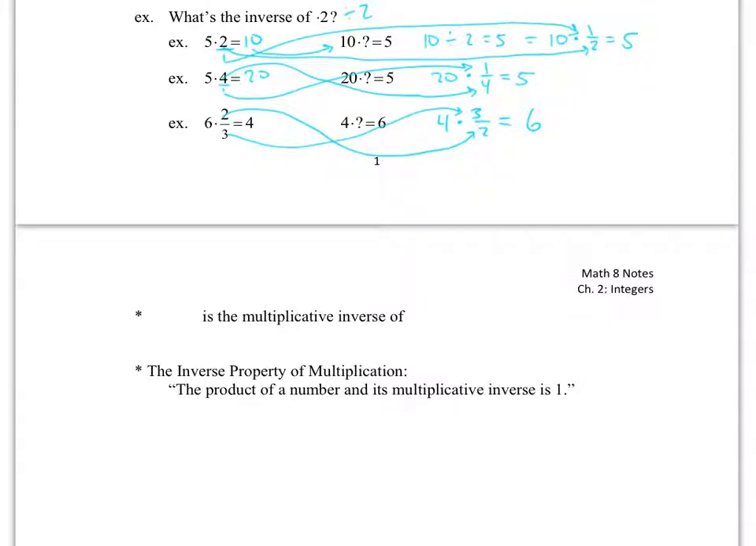So now I have this thing called the multiplicative inverse. Little definition here from the book. A over B, so that represents any number over another number, is the multiplicative inverse, which means to undo, of B over A. So if you multiply A over B times B over A, they undo each other.